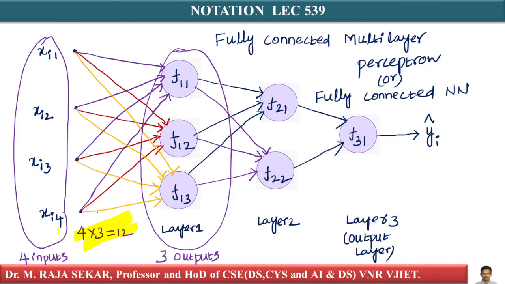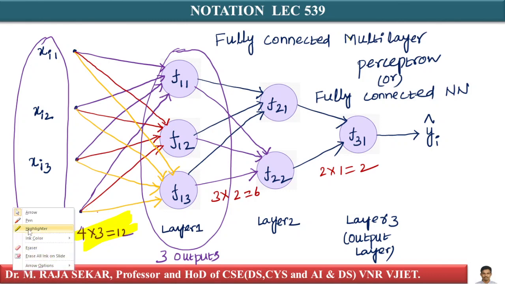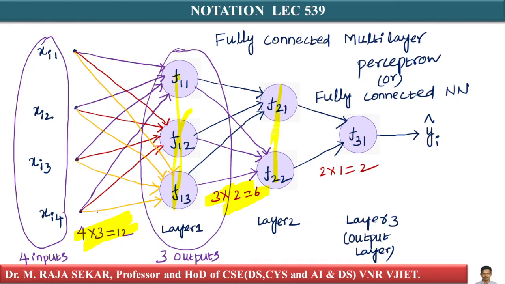Similarly, here you have 3 neurons, and here you have 2 neurons, isn't it? How many possible connections? 3 into 2, 6 possible connections. Then, for example, here you have 2 neurons, here you have 1 neuron. Therefore, how many possible connections? 2 connections here. All the possible connections are connecting, and hence it is called a fully connected neural network.